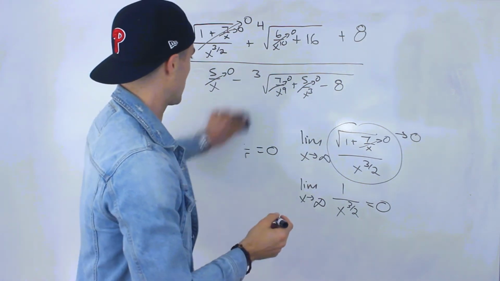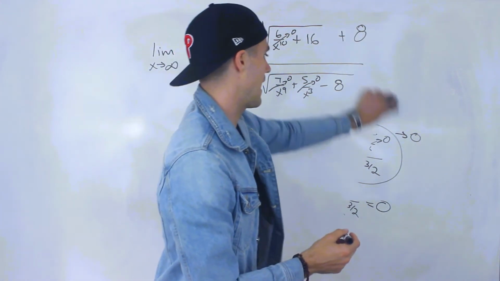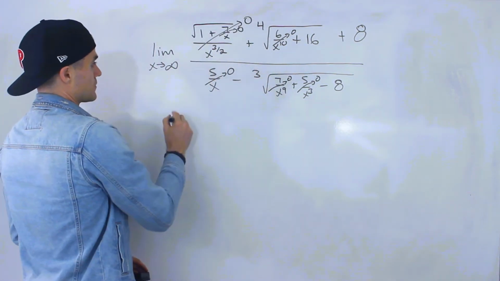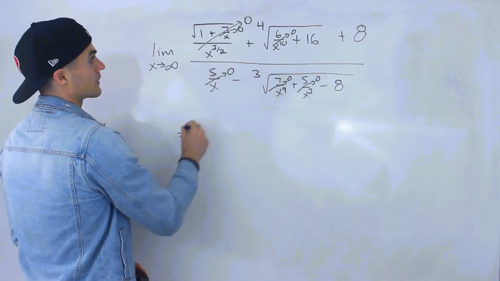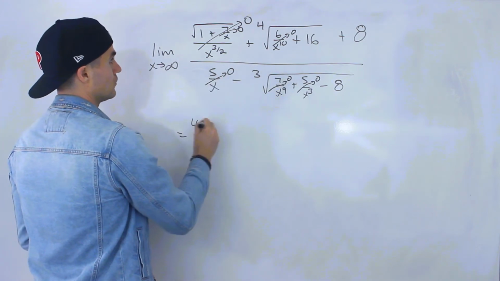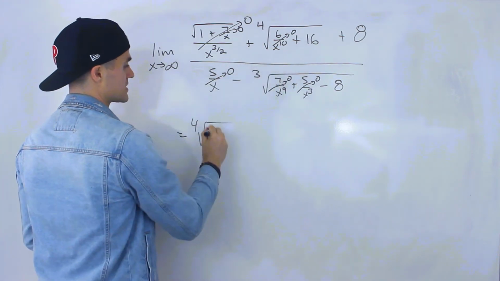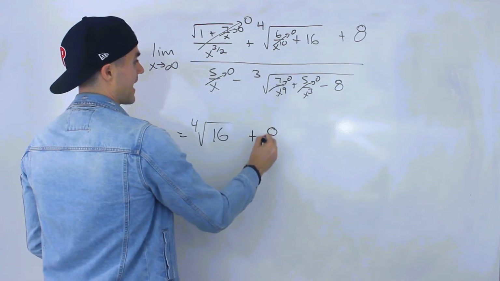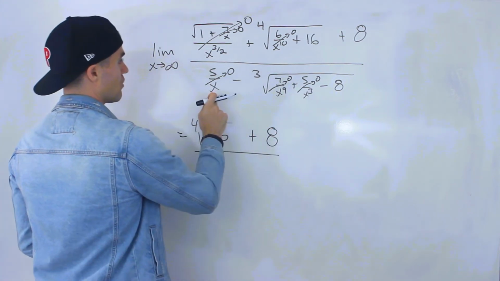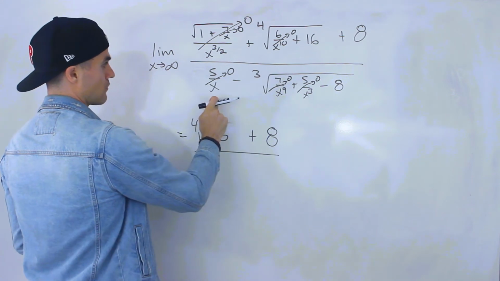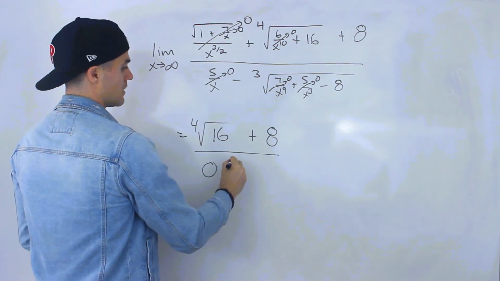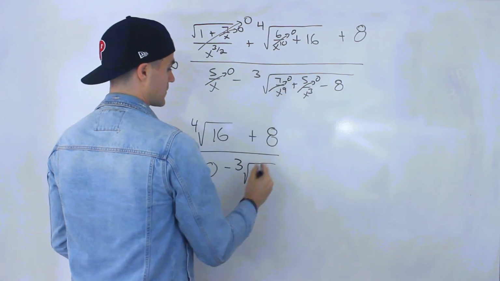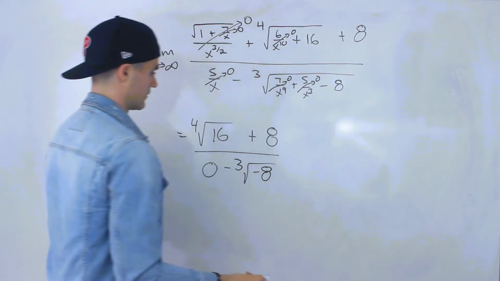All right, so now what do we have left? So this whole thing went to 0. Here we'll have the 4th root of this goes to 0 plus 16. So we'll have the 4th root of 16 plus 8 over, this is 0. 5 over x is 0, minus the 3rd root of, this goes to 0, this goes to 0. So we have a minus 8 left there.